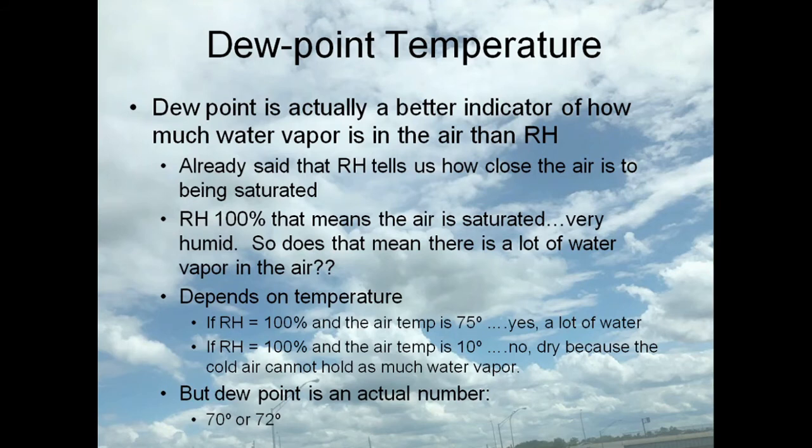And the dew point is an actual number, so 70 degrees or 72 degrees. That dew point is an actual number. That's the temperature that air parcel has to reach to become saturated. So it's a more accurate way to get your humidity.